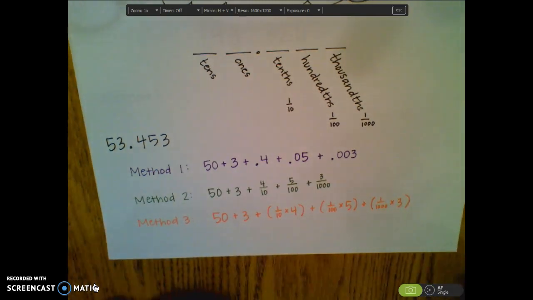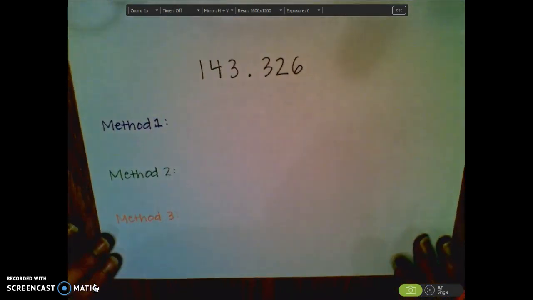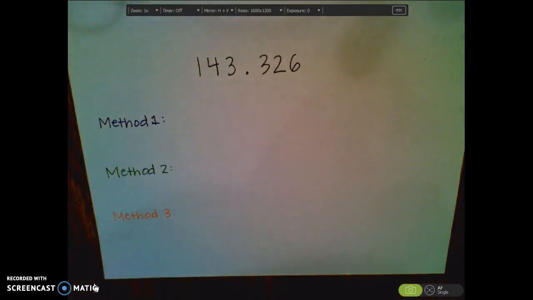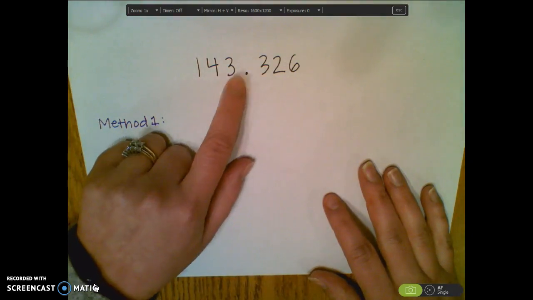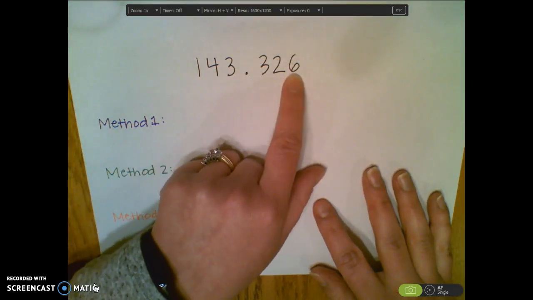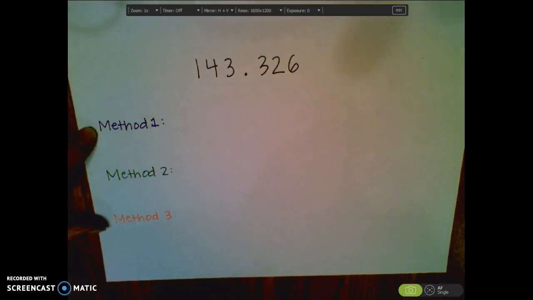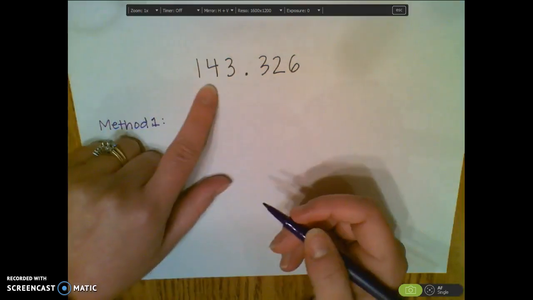But I really want to focus in on the decimals here and how we can show that expression. Okay, so now let's take a look at another one for practice. I have an entirely new number again. This one is 143 and 326 thousandths. Okay, so again, with method 1, remember that's where I'm using the decimals, and so I'm going to express them only with decimals.